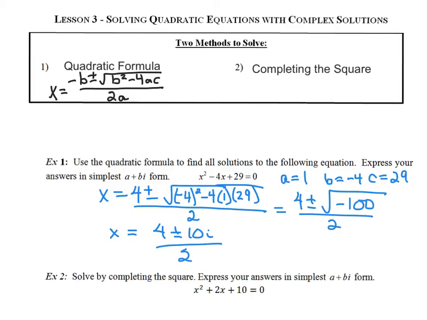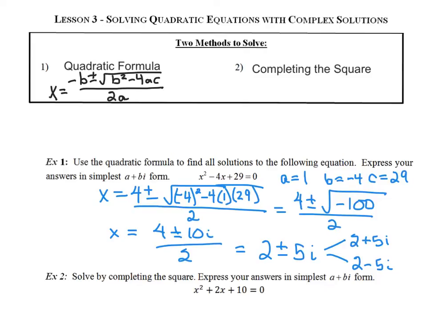Now when I'm doing the simplification, I need to divide both terms in the numerator by that 2. So that's going to give me a result of 2 plus or minus 5i. Now remember that this really stands for two answers. One answer, 2 plus 5i. The other answer, 2 minus 5i.